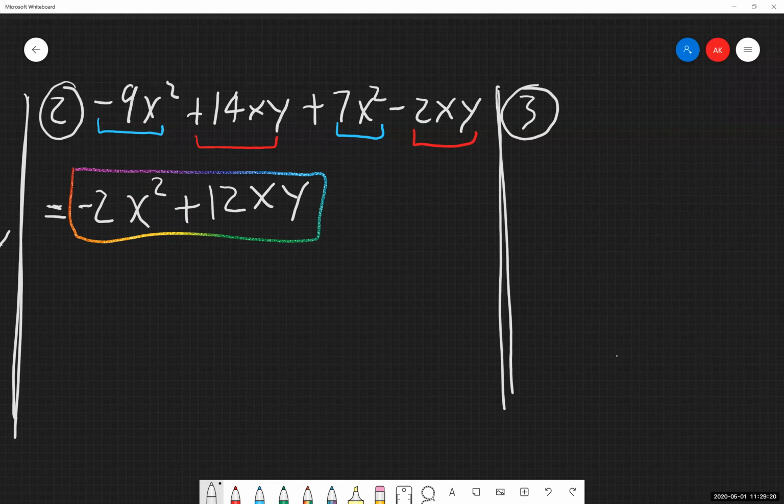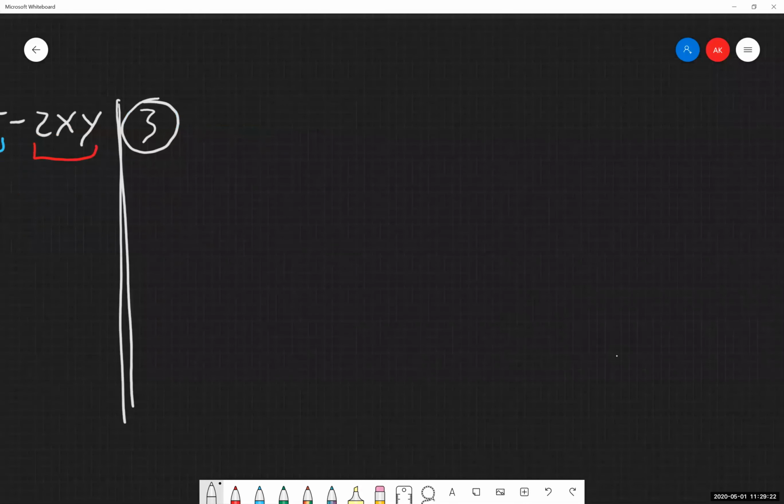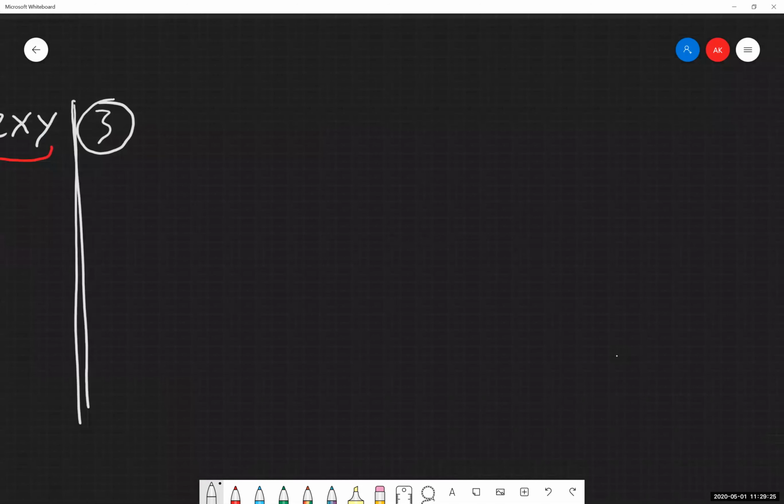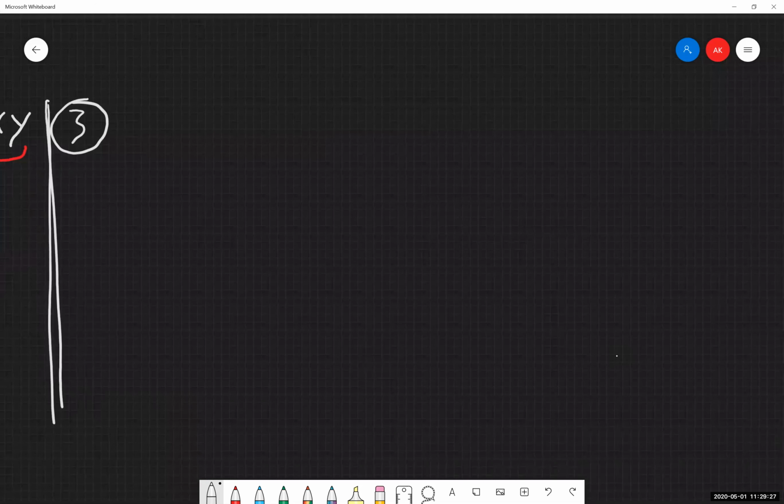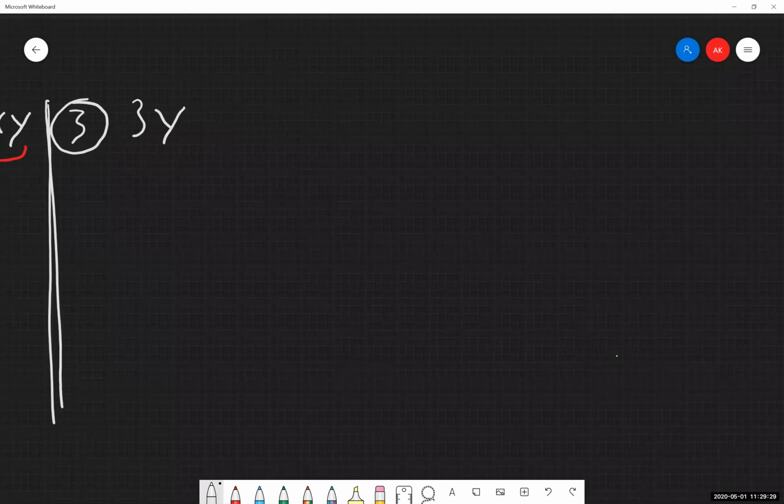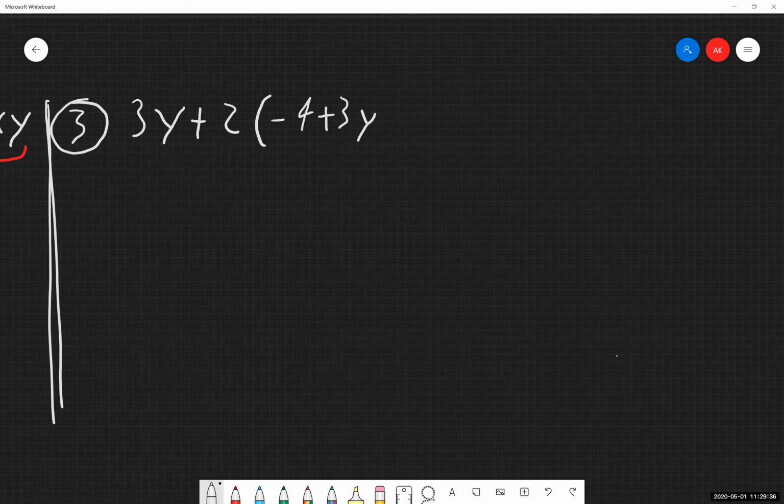Okay, we'll take a look at a couple more. So we're going to have a few more steps in the process that we're going to need to go through with this. So we have 3y plus 2 times the quantity negative 4y plus 3y. Making sure you're writing down the right problem is important. Okay, so we've got that there.